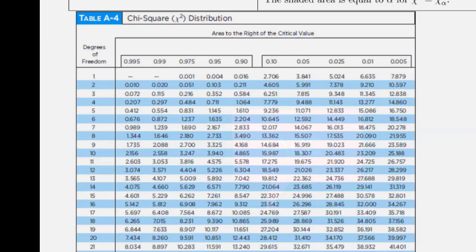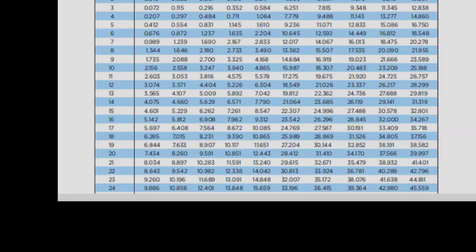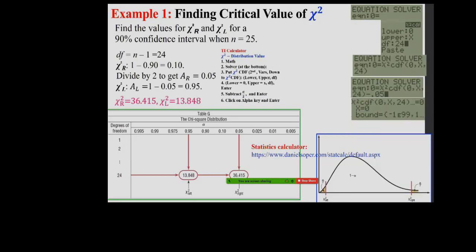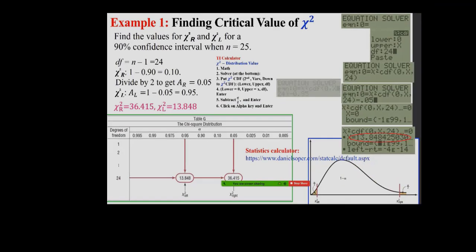And then you look up 0.05 and you read 36.415. So this is how you read the table. So when you read the table, be extremely careful. What do you need? The area to the right.